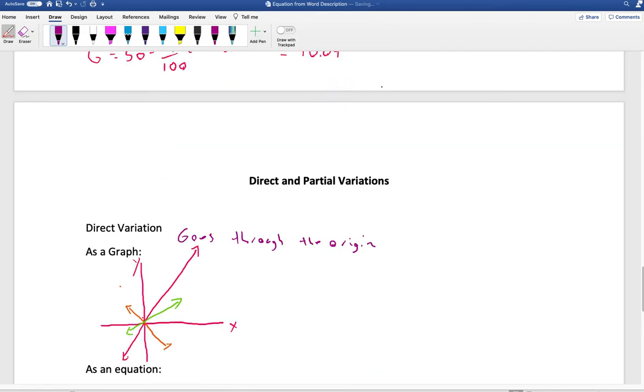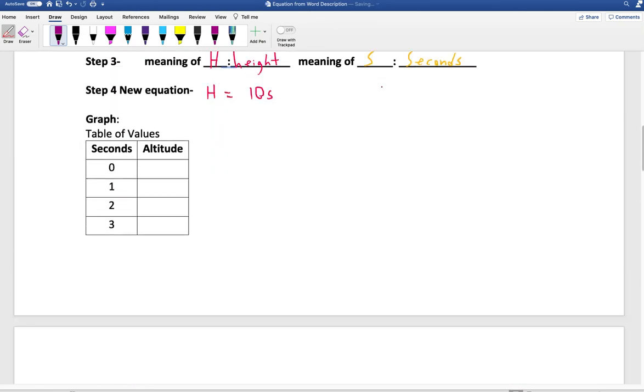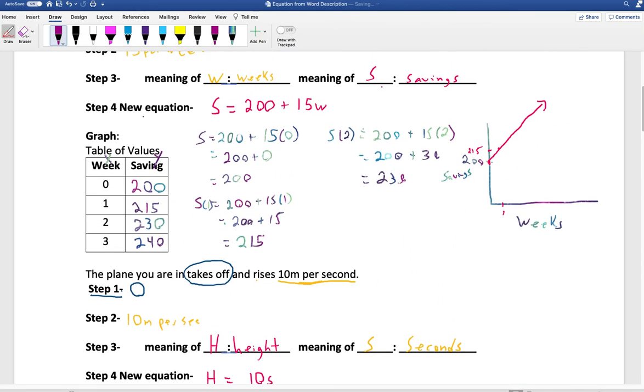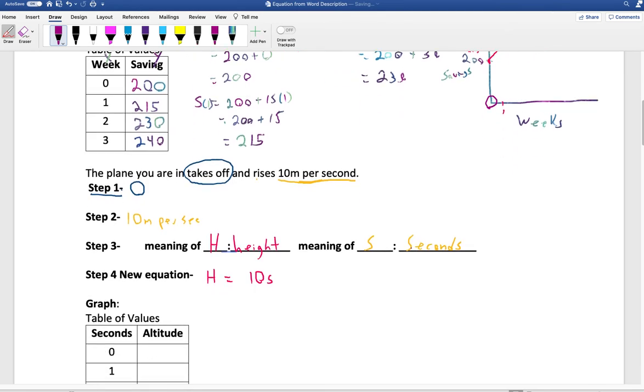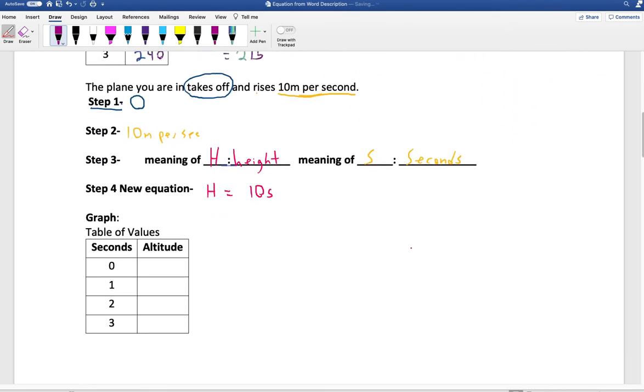So with that in mind, what is this one? Is this partial or direct? Well, it is partial because it does not go through the origin. Okay. And let's run these numbers. So we have a table of values, so let's hit the numbers here. So h equals 10 times 0, h equals 0.